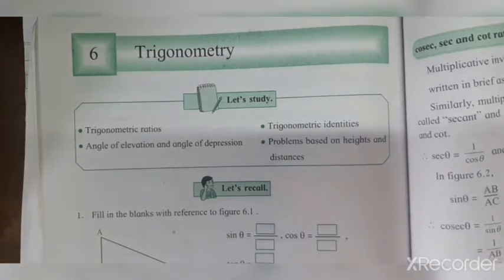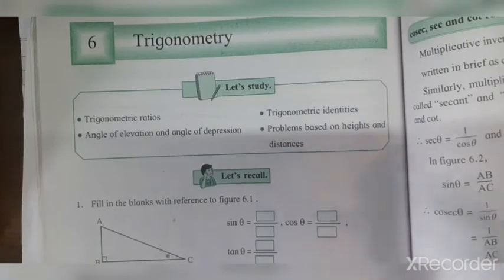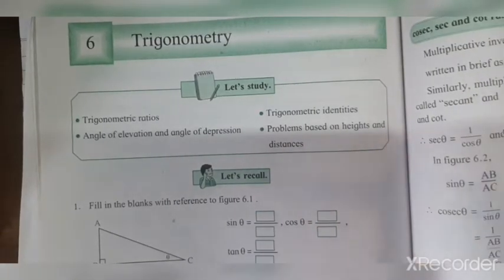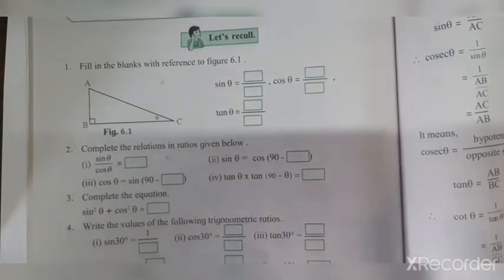Now, in the beginning on page number 124, if you see here, there is a revision part. This is a revision, just to recall what we have studied in the 9th standard. On page 124 only, they have given these boxes here which you have to fill.